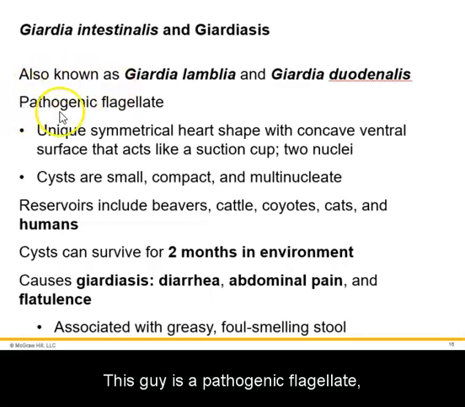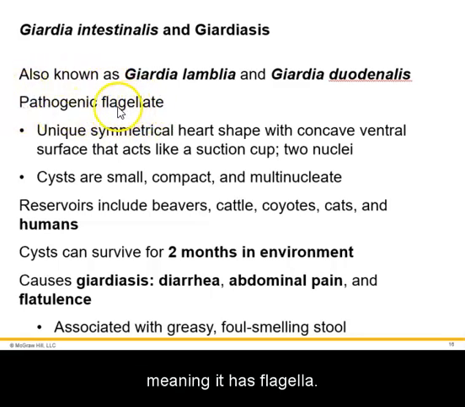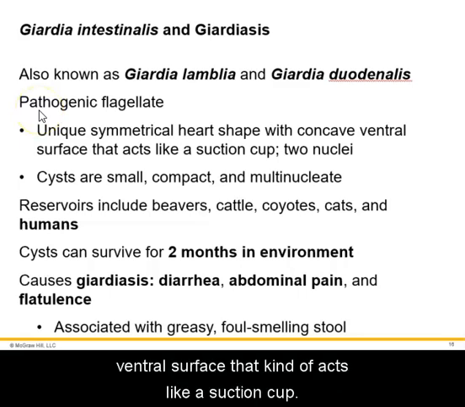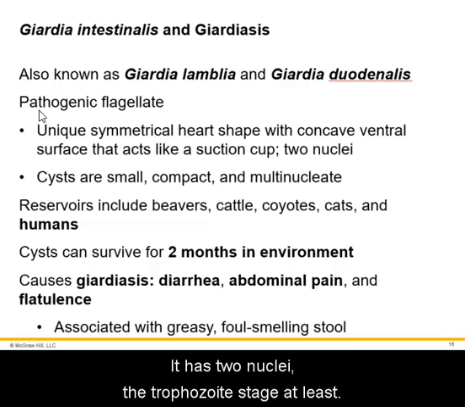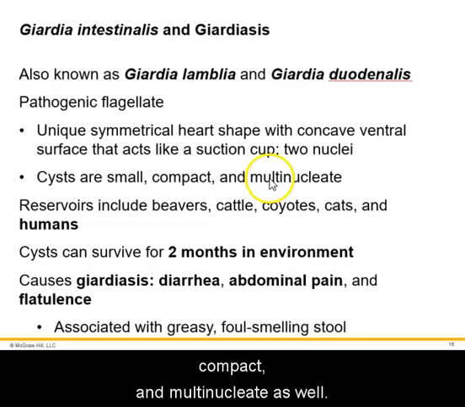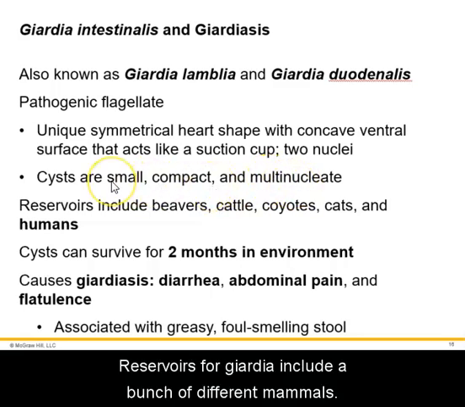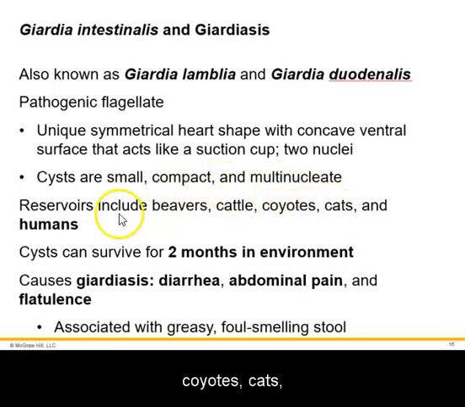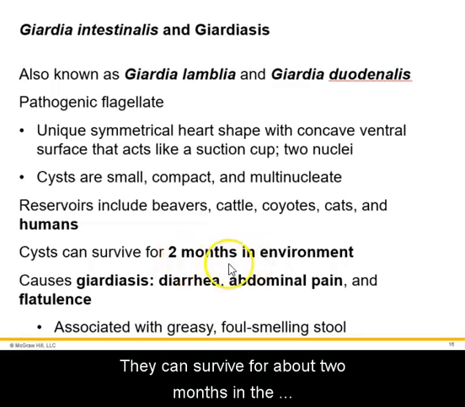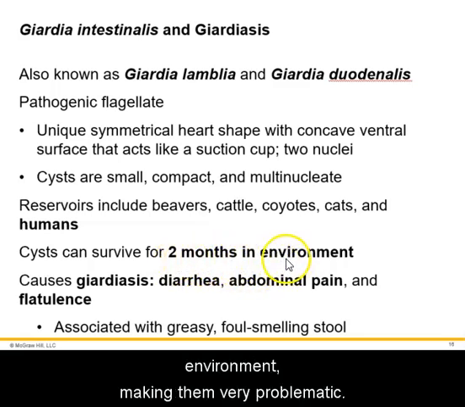This guy is a pathogenic flagellate, meaning it has flagella. It has a unique symmetrical heart shape with this concave ventral surface that kind of acts like a suction cup. It has two nuclei, the trophozoite stage at least. And then the cysts are going to be small, compact, and multinucleate as well. Reservoirs for Giardia include a bunch of different mammals: beavers, cattle, coyotes, cats, and of course us. Cysts can survive for quite a long time outside of the body. They can survive for about 2 months in the environment, making them very problematic.